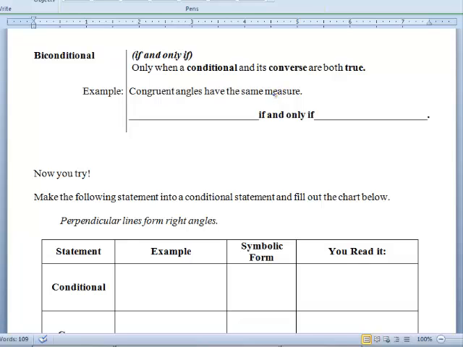Congruent angles have the same measure. My original statement would say, if angles are congruent, then they have the same measure. And my converse would say, if angles have the same measure, then they are congruent. So since both of those are true, I can make this a biconditional. It doesn't use the word if in the beginning, it's got the if in the middle. So my biconditional would say, angles are congruent if and only if they have the same measure. Okay, so there is our biconditional statement.